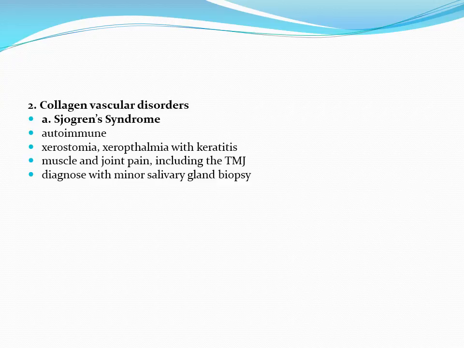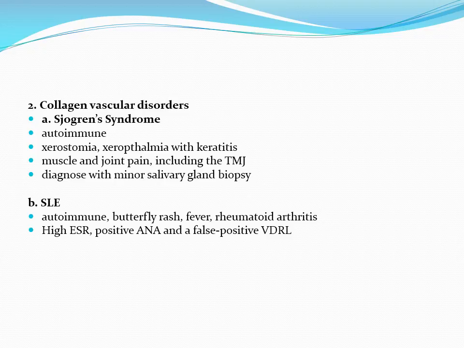We have collagen vascular disorders, and under this we have Sjogren's syndrome. Sjogren's syndrome is an autoimmune condition, and it's characterized by xerostomia, and it occurs with rheumatoid arthritis. In systemic lupus erythematosus, when the patient is being seen, sometimes you see the malar rash or the butterfly rash, and there is a characteristic positive antinuclear antibody, also high erythrocyte sedimentation rate, and a positive rheumatoid factor.